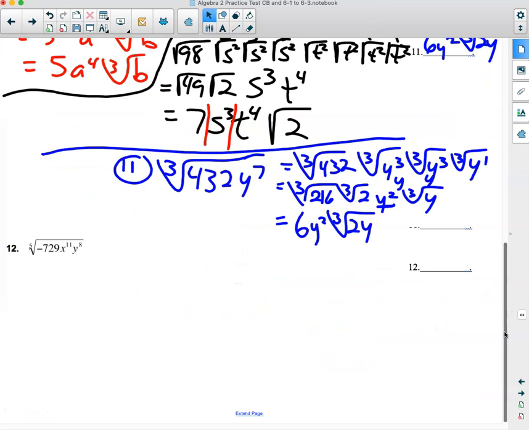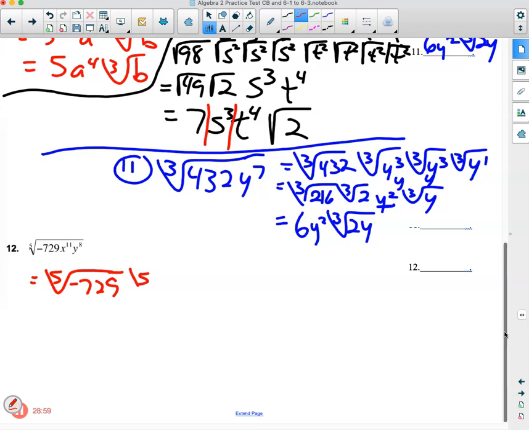Alrighty, getting down here to the bottom. So we have number 12 to look at. We'd separate this one, fifth root of negative 729. Then we've got fifth root, but it's x to the 11th. So x to the 5th, x to the 5th, but that's only 10. So I need one more. 5 plus 5 plus 1 is 11.